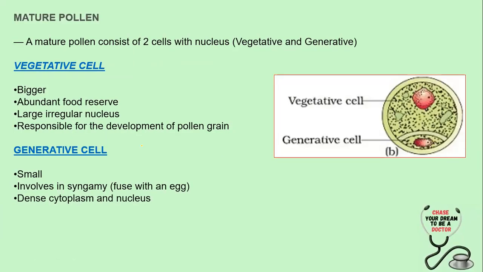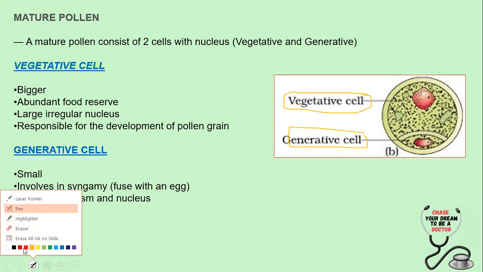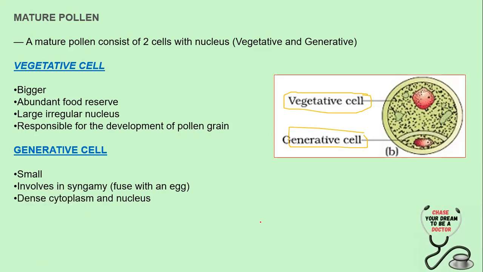As we have already done, a mature pollen grain consists of two cells with a nucleus. I have already explained that for you. That is a pollen grain. The outer side will be the exine, the inner layer will be the intine, and inside the intine you will find two different cells. What are the two different cells in a mature pollen grain? You will find a vegetative cell and a generative cell. The larger cell you will call the vegetative cell, and the smaller cell you will call the generative cell.